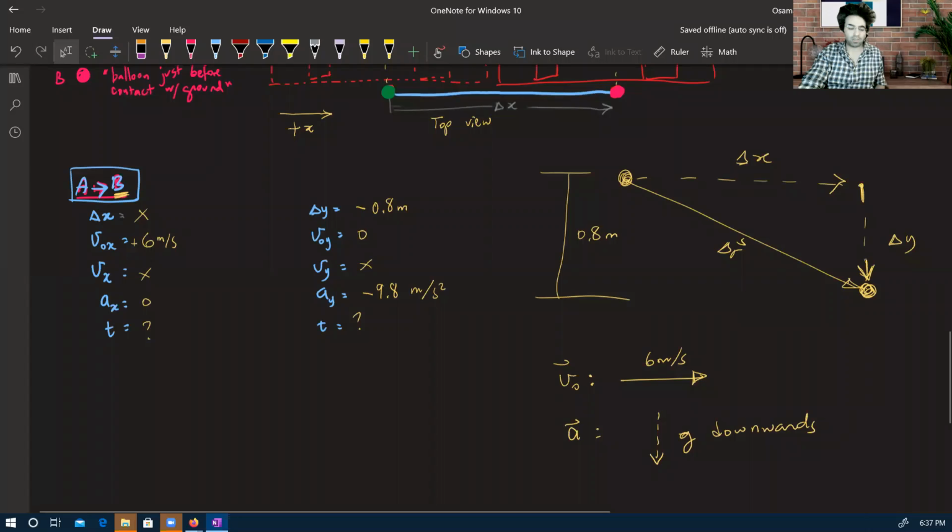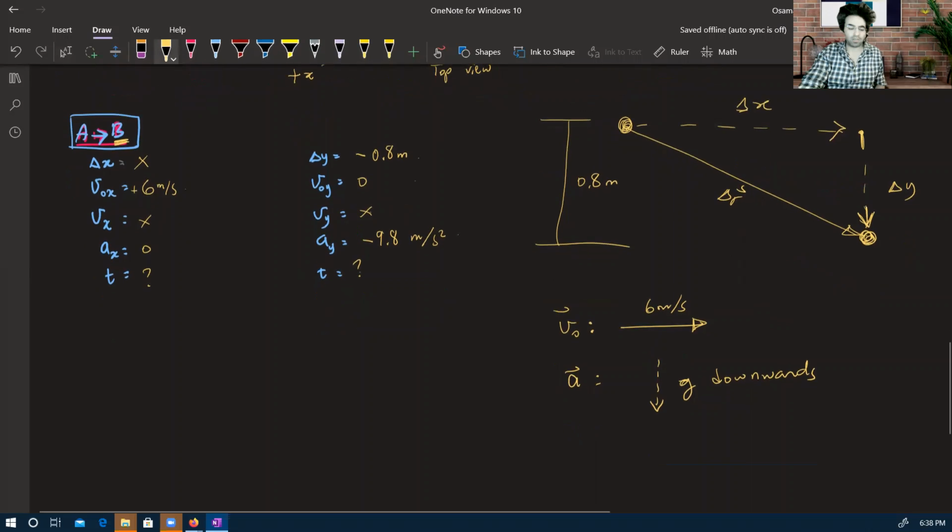So I want t, which means I can use either x or y, but I look in the x direction and I find that I only have two variables. That's not enough. I need at least three variables in a kinematic story to be able to find the other two. Here I have three: delta y, initial velocity in y, and the acceleration in y. So I'm going to use the y direction to find the time. I'm going to look for the equation that doesn't have the final velocity in it, because I don't know it and I'm not looking for it. So I want the equation that has delta y, v naught y, acceleration in y, and time.